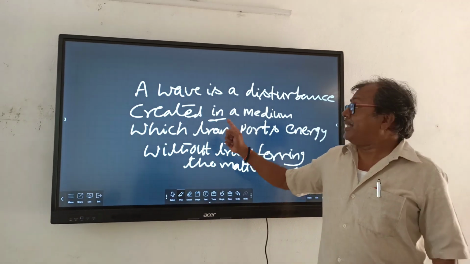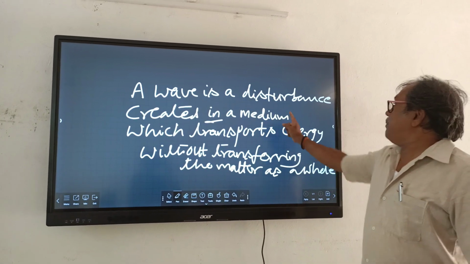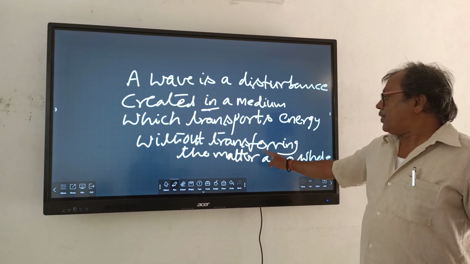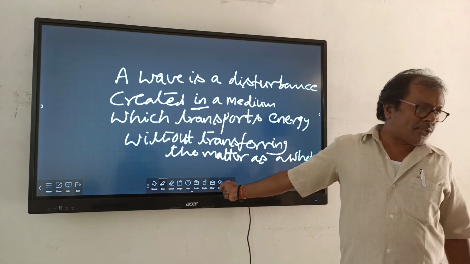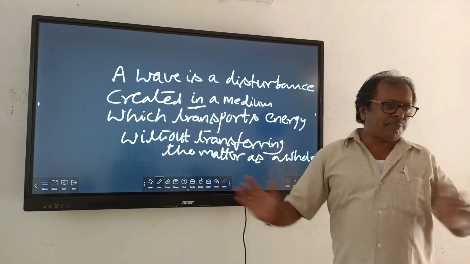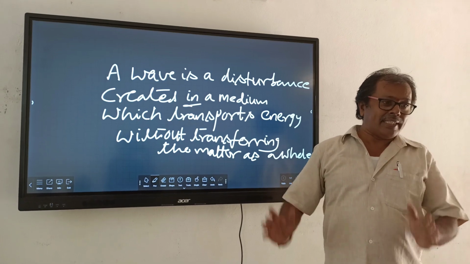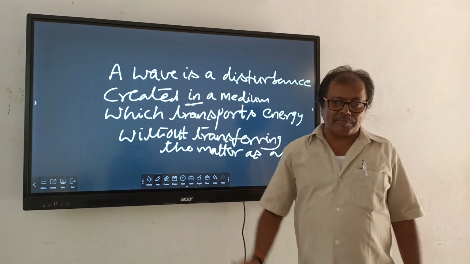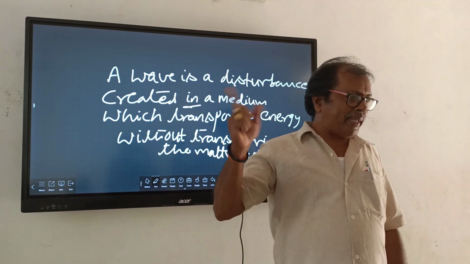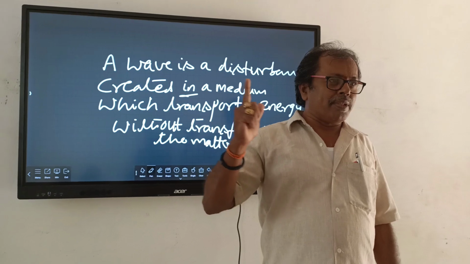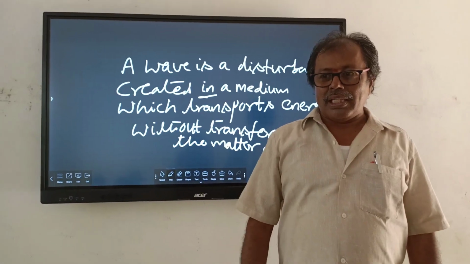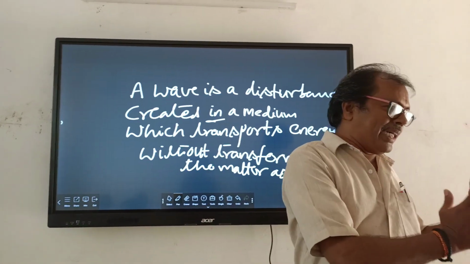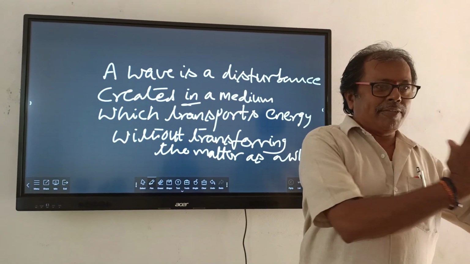So a wave is a disturbance created in a medium which transfers energy without transferring the matter as a whole. Means matter itself does not move from one point to another point. Only energy transport takes place. Suppose once you strike a bell, the bell begins to vibrate. The vibrations produce sound in the air. That means, in other words, it creates a disturbance in the medium. Thereby, it moves from one point to another point. The disturbance travels in the form of waves.